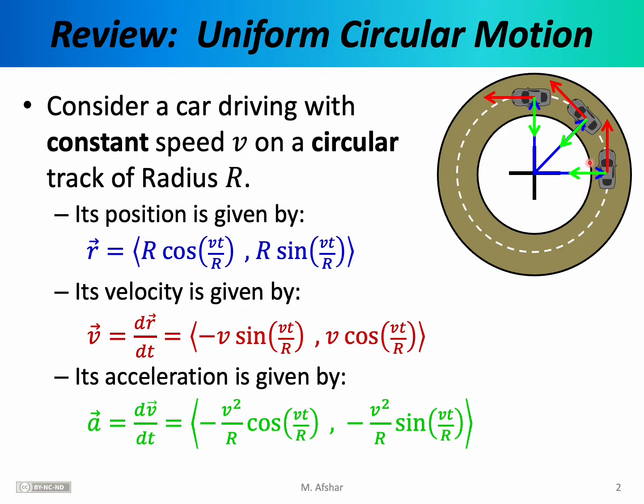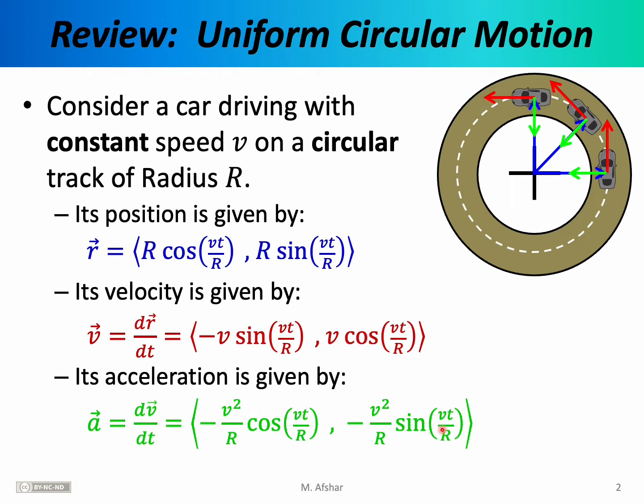We can also calculate the magnitudes of these vectors. It's pretty obvious that the magnitude of the position vector is constant. It's simply the radius of the track. It's also pretty obvious that the magnitude of the velocity vector is constant, because the problem begins by saying that the car is driving with a constant speed. Remember that speed is the magnitude of the velocity vector. The magnitude of the acceleration vector is less obvious.